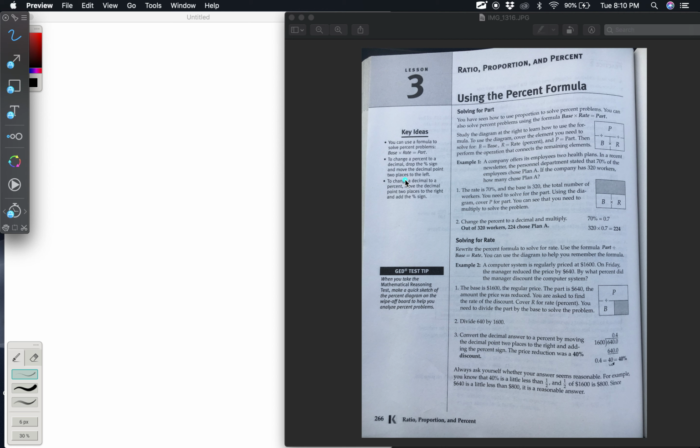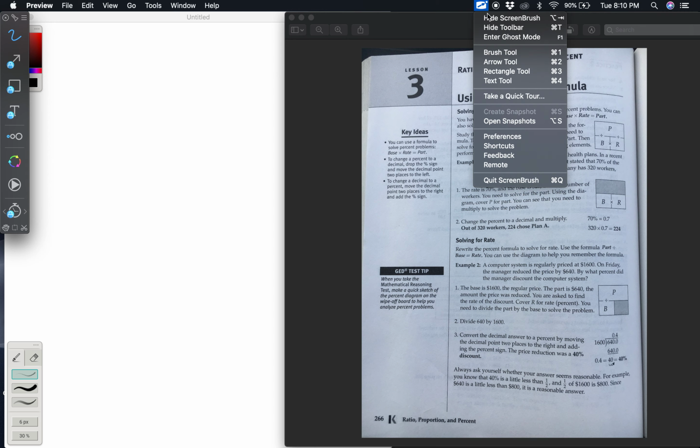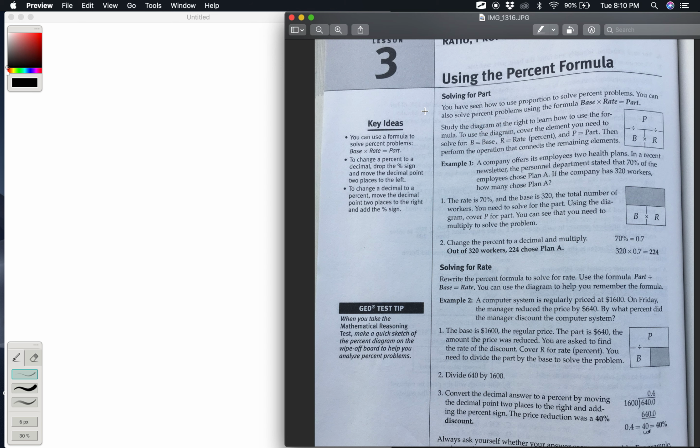Hold up, let me make this a little bit bigger if I can. Oh, come on. Let me get rid of this dot here. There we go.